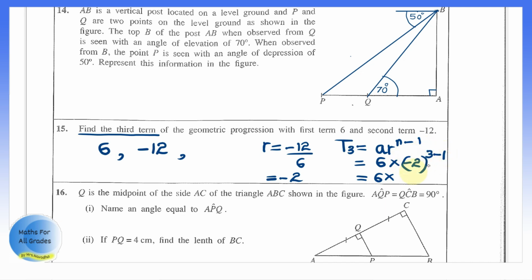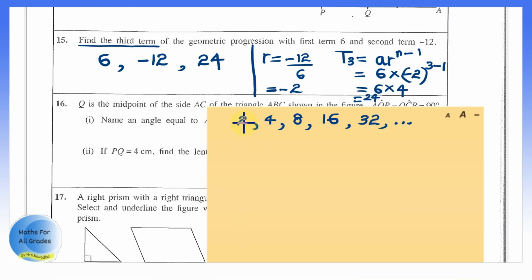Minus 2 to the power 2 equals 4. So the third term is 24. We can write it here. Third term is 24. Look at this sequence.